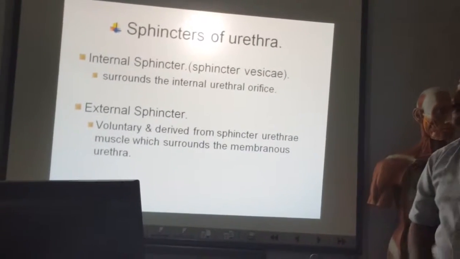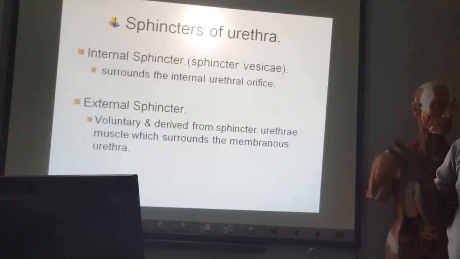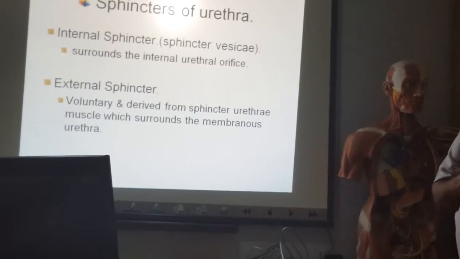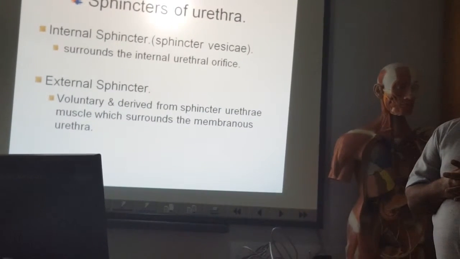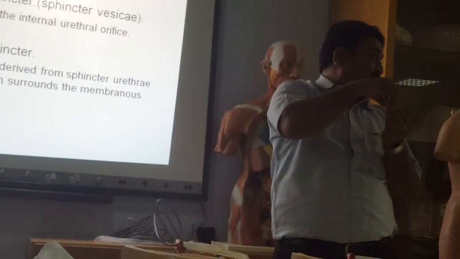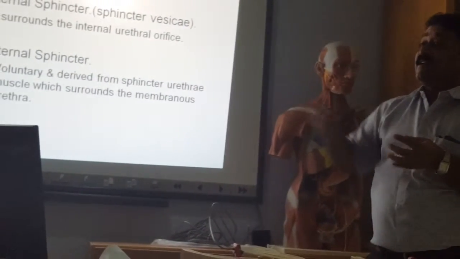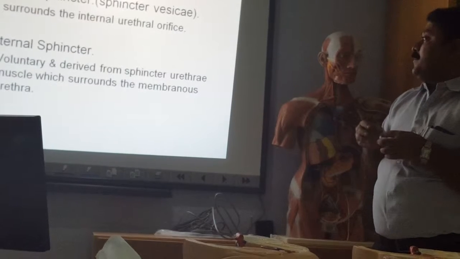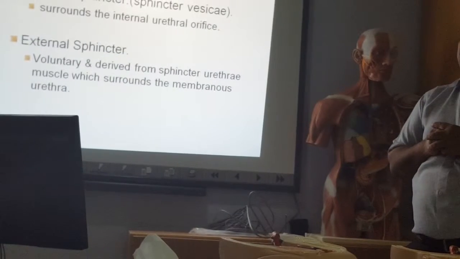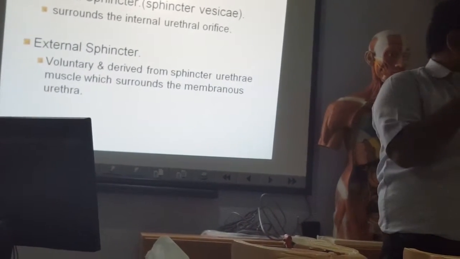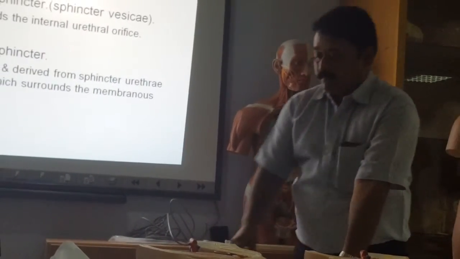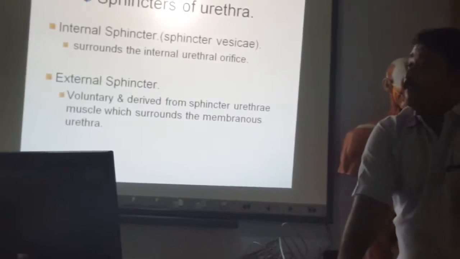Next are the sphincters of the urethra, the internal sphincter and the external sphincter. The internal sphincter surrounds the internal urethral orifice at the region of the neck of the bladder. The external sphincter is located around the membranous urethra at the urogenital diaphragm. This is about the sphincters of the urethra.